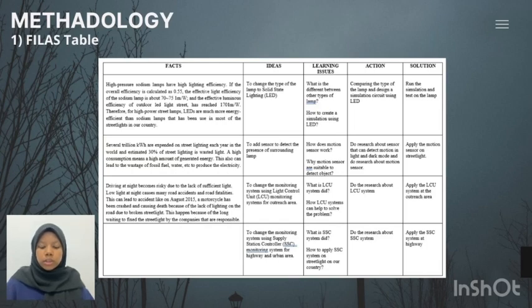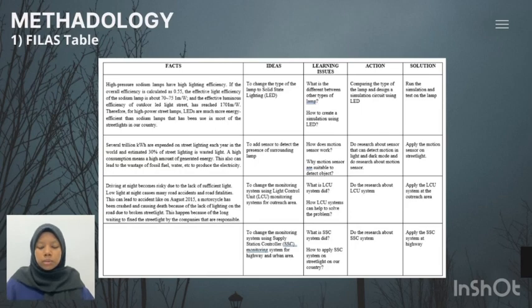For the learning issues, how does a motion sensor work and why are motion sensors suitable to detect objects? Because a motion sensor detects the motion of any object, like a human, an object, or animals. So motion sensors are very suitable to use on the streetlight lamp.